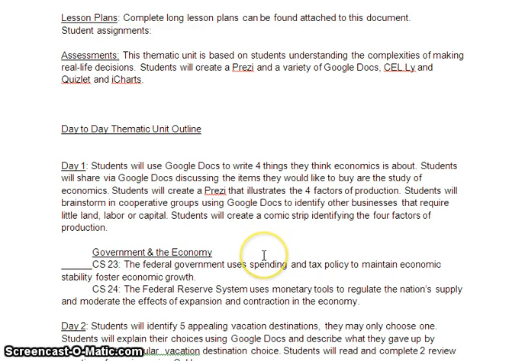On day 1, students are going to use some Google Docs to write 4 things they think economics is all about, just using a little brainstorming. Students will share via Google Docs, discussing the items that they would like to buy and study in the study of economics. Students will also create a Prezi that will illustrate the 4 factors of production. Students will brainstorm in cooperative groups using Google Docs to identify other businesses that require very little land, labor, or capital. Students will create a comic strip identifying the 4 factors of production.